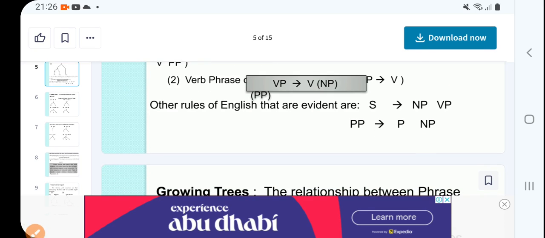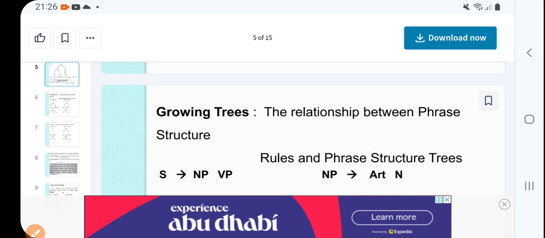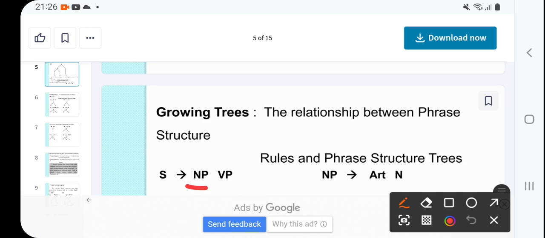Now, other rules of English that are evident are: sentence is noun phrase plus verb phrase, and then prepositional phrase is preposition and noun phrase. Now, growing trees: the relationship between phrase structure, noun phrase and verb phrase, their relation. What does the rule say? Rules and phrase structure trees, right? What is the relationship between the noun phrase and verb phrase, okay?